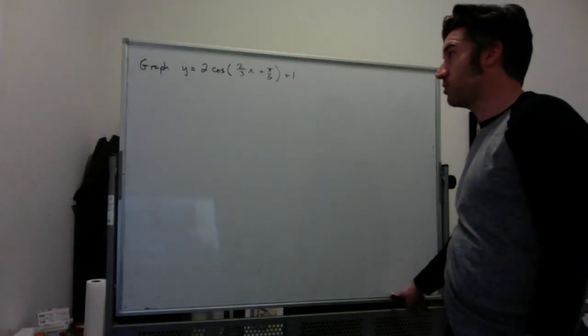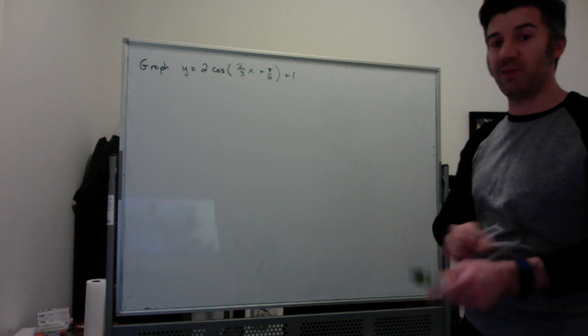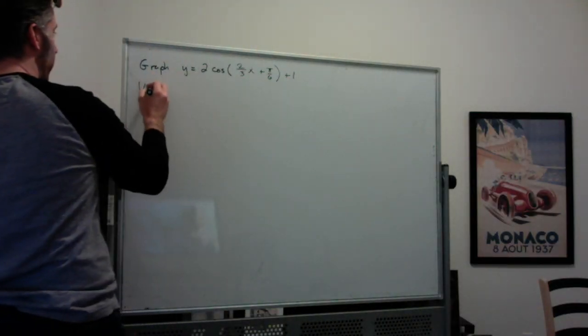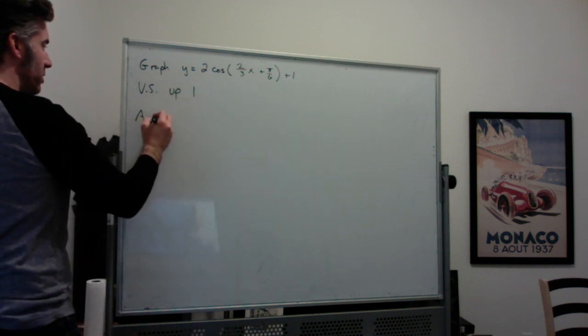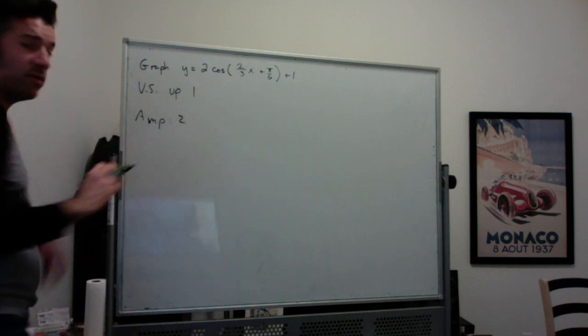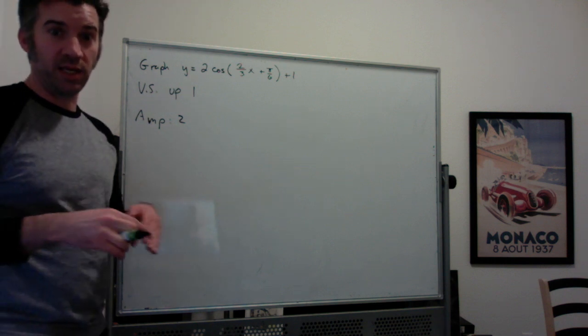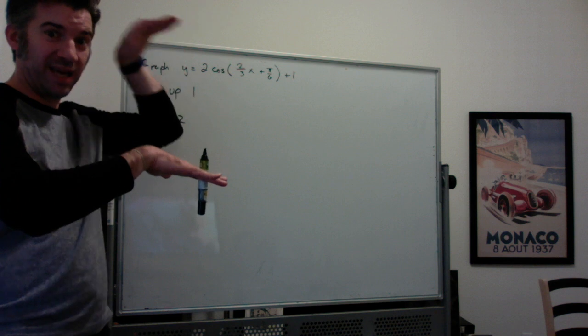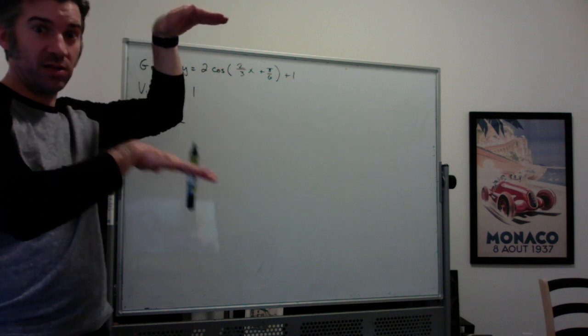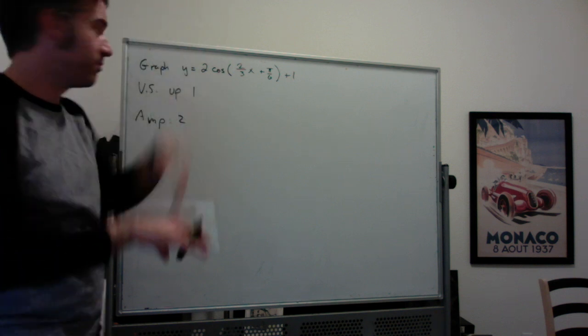So now we're going to graph 2 cosine of 2/3 x plus pi over 6 plus 1. So this is going to have a vertical shift up 1, an amplitude of 2. So without a vertical shift, normally an amplitude of 2 would take you as high as 2 and as low as negative 2. Now we're going to shift that up 1, so we're going to go as high as 2 plus 1, which is 3, and as low as negative 2 plus 1, which is negative 1.